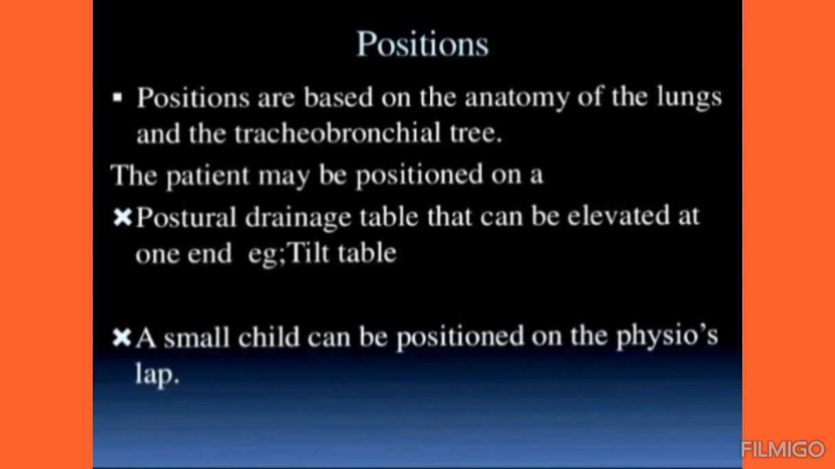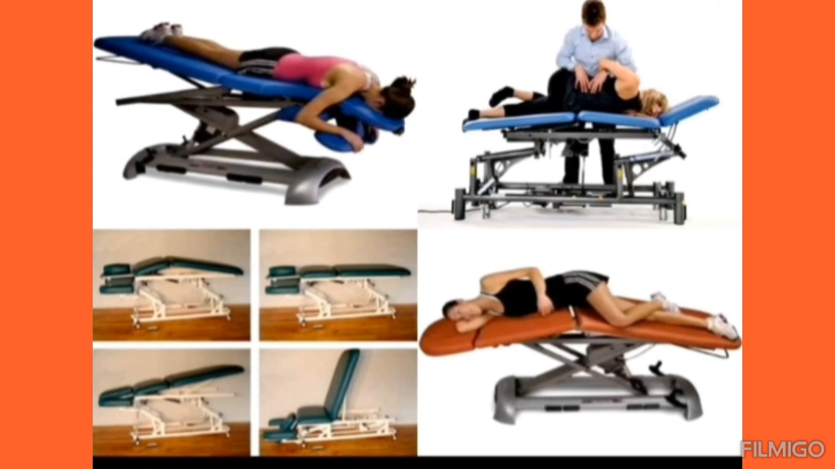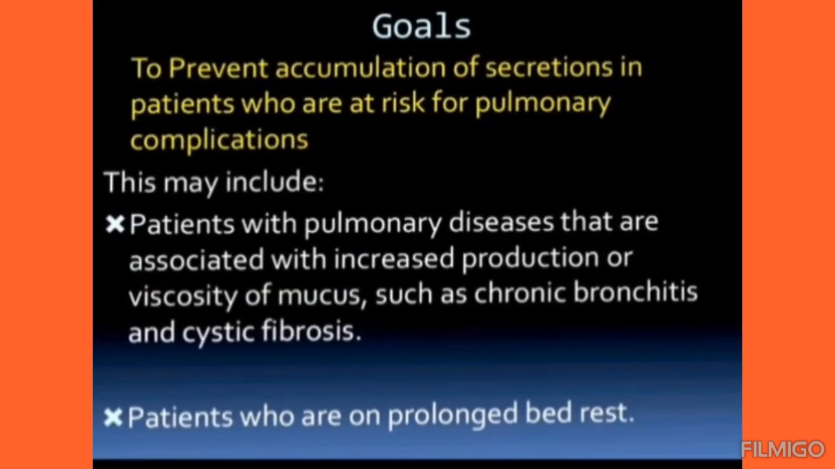Now, positions are based on the anatomy of the lungs and the tracheobronchial tree. The patient must be positioned on a postural drainage table that can be elevated at one end, that is a tilt table, or if a small child has to be treated, we can position them on the physio's lap. So this is a tilt table which can be used for postural drainage.